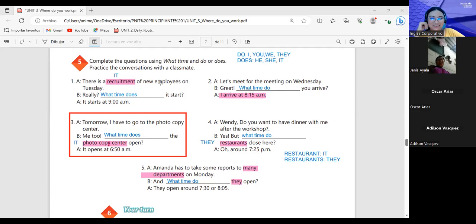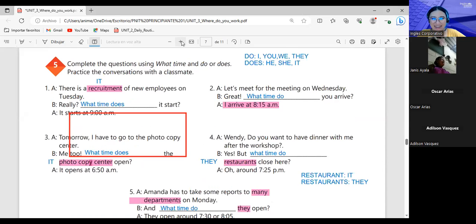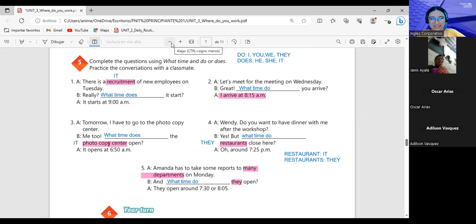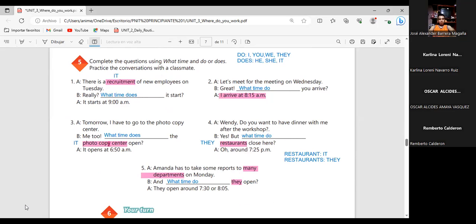Otra vez, creo que no se ha dado cuenta, Oscar. Digo, Adilson, ¿a qué horas abre? It opens at 8:50 a.m.? One more time. No, it's not at 8. Watch out. Six. Okay, let's make it bigger. At 6:15 a.m. Exactly. It's not 8. It's 6:15 a.m. Okay, that's amazing. Thank you. Number four. Renberto, are you there? Go ahead with number four, please.